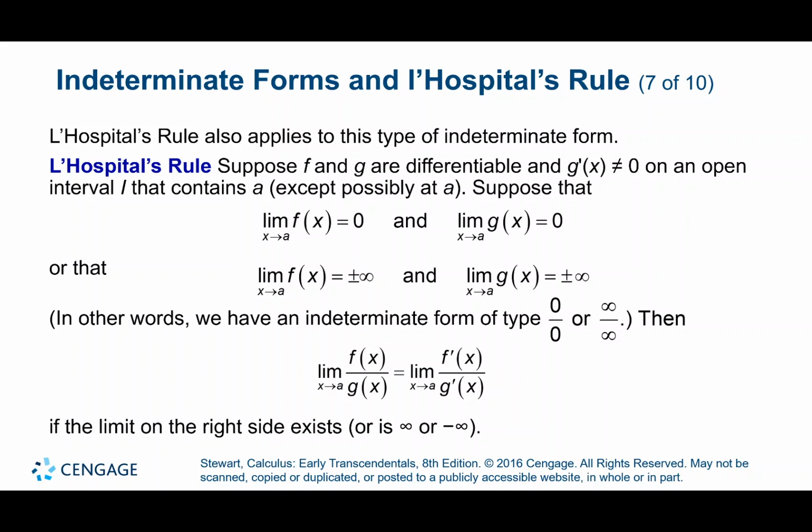Then, this part's the important part. If we're in the situation where we have an indeterminate form, so 0 over 0 or infinity over infinity, then we can use L'Hopital's rule. And what L'Hopital's rule tells us is that the limit of the ratio of the two functions is the same thing as the limit of the ratio of the two derivatives. So essentially, if we have an indeterminate form when we've got f over g, we take the derivative of f over the derivative of g, and that's going to be the same limit.